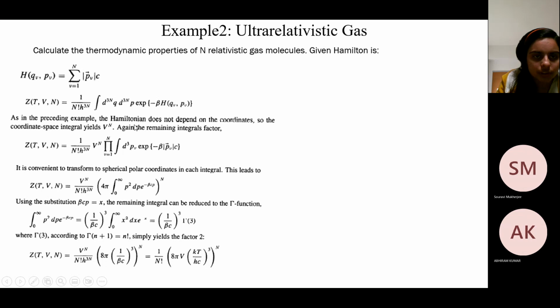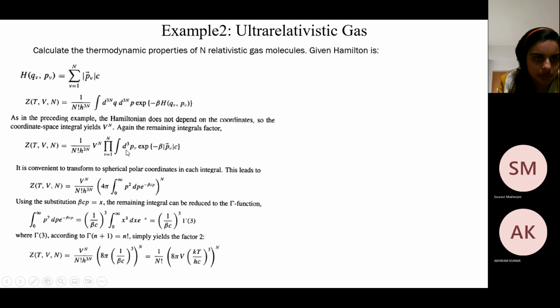So what you see here is that each of the particles, they are identical particles. That means the integration over d to the power 3n can be written as a product of n integrations, each for d cube p, because now you are doing this integration for one particle and then you have n products of them to account for the n relativistic molecules.